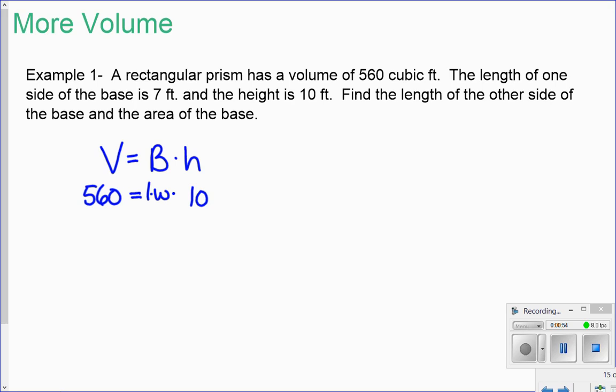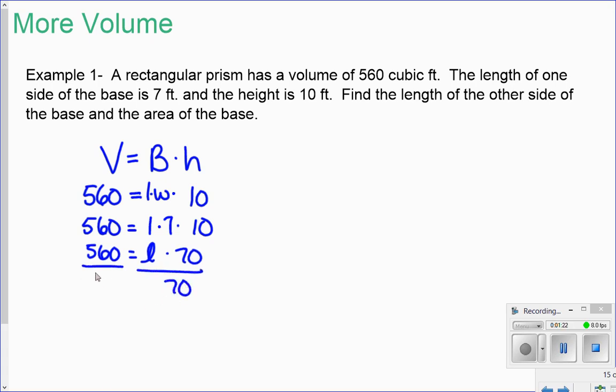So now that I know the one side length of the rectangle, 7, I'll substitute that in for the width, or you could put it in for the length, it doesn't matter. And I have enough information to solve for L, the length. So we have 560 is equal to the length, I'll make that cursive so it looks like an L, times 70. So solving, I'm dividing both sides by 70, and I'm getting that the length is equal to 8. So these are in feet. So 8 feet is the length of the one side of the rectangle.